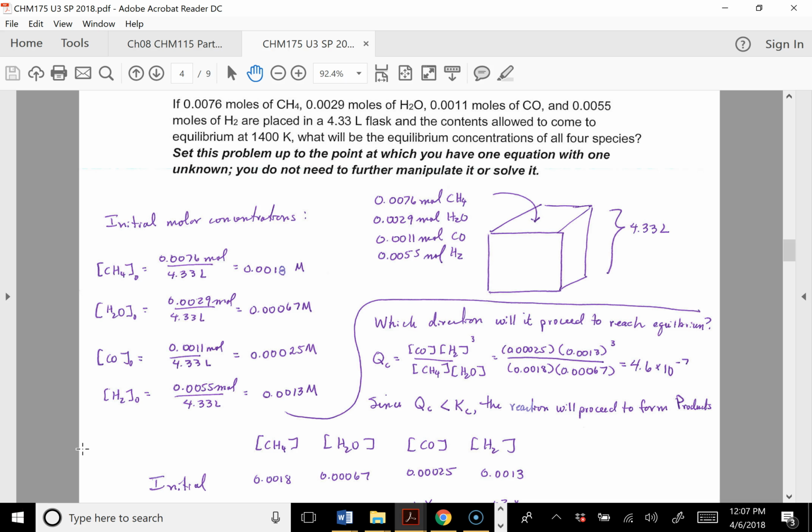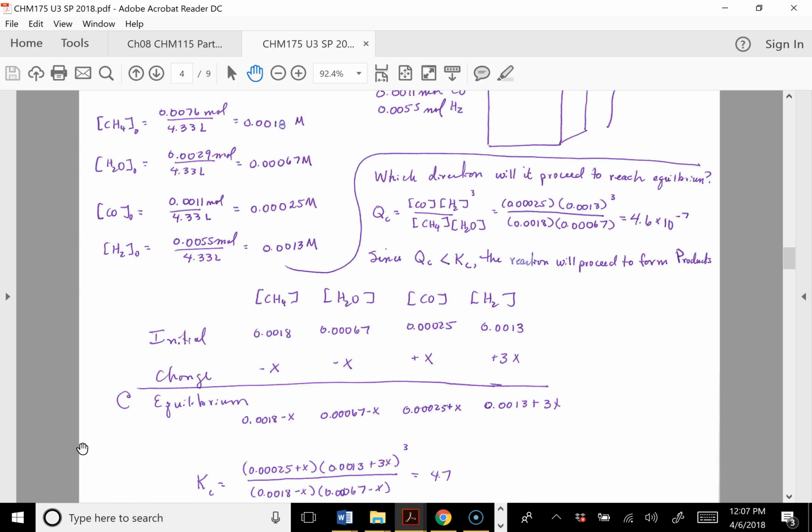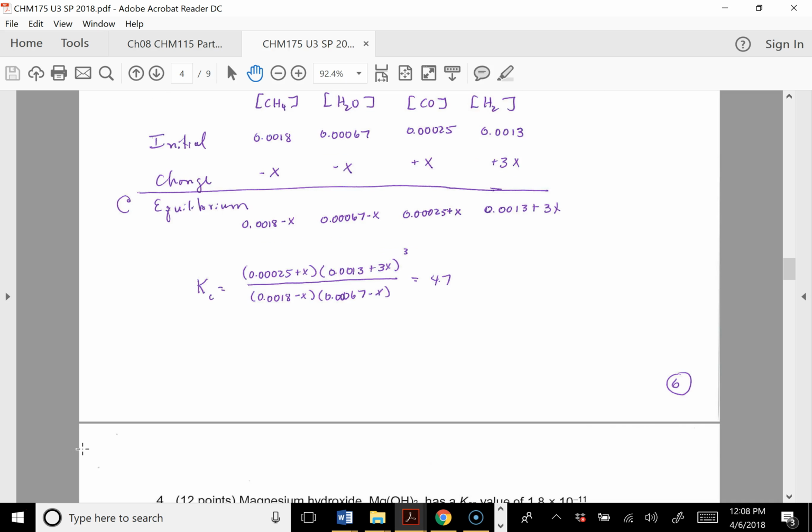So only then, down here in my ICE table, could I go ahead and show that I was going to be increasing my products. The stoichiometric coefficient in front of everything was 1, except for the H2, which has a coefficient of 3. So we're going to do plus X for my CO, plus 3X for the H2, and minus X for each of the 2 reactants. At equilibrium, we take the initial, apply the change for everything, and these are the quantities that get substituted into our equilibrium constant expression. So leave it to the X's.